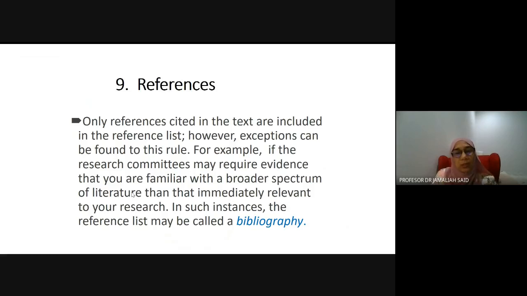Recent, if now is 2020, I don't expect references from 2000 or 1990. Study by Ahmad 1990 on the relationship between this and that, unless Ahmad is so famous or there is something unique about this study. Otherwise, you just cite the most recent, maybe 2010 onwards. Okay. Of course, if you use an established theory, the theory is going to be very old. That one, okay.